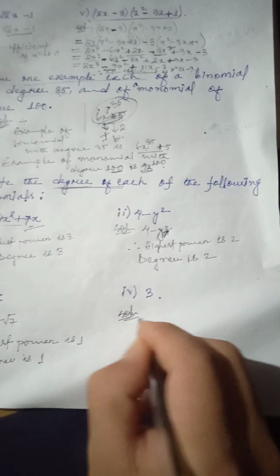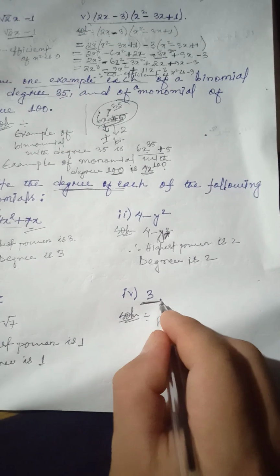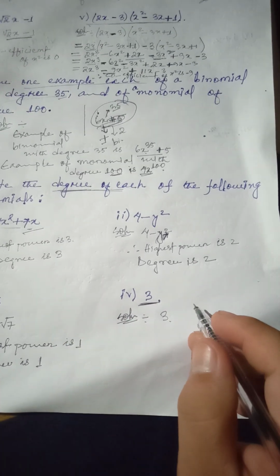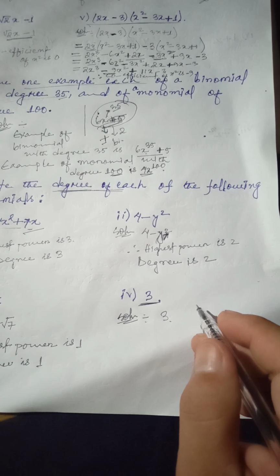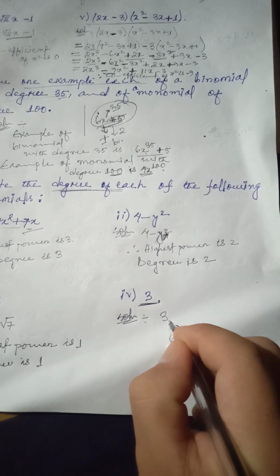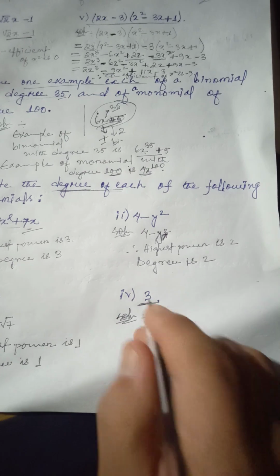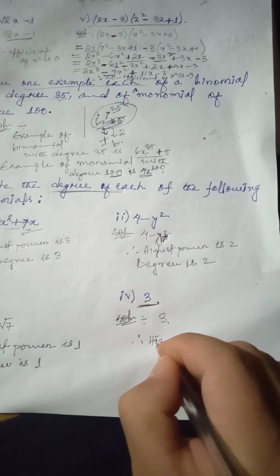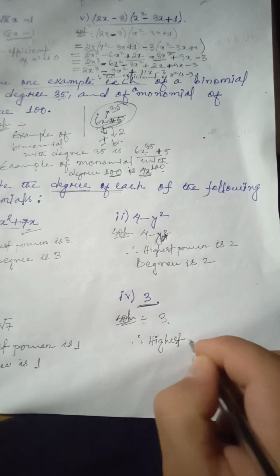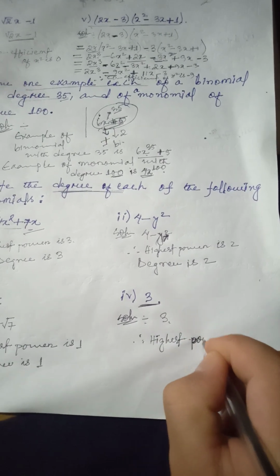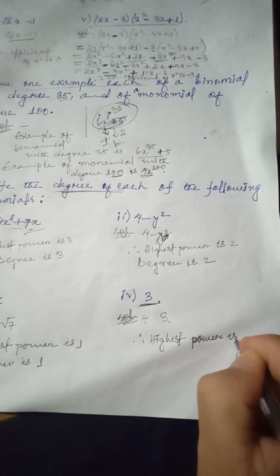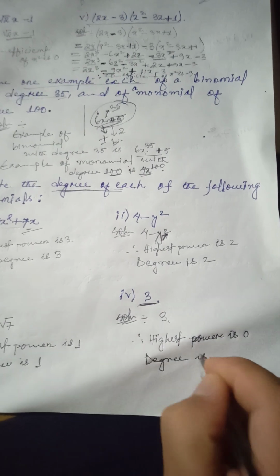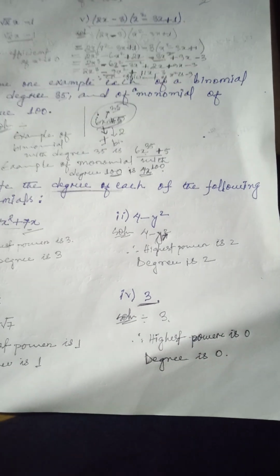And let us proceed to Roman number 4. In Roman number 4 we have only a constant term, that is 3. Now actually, in order to take the degree of a polynomial, we need some variable, but here we have only a constant term. That means there is no variable with some power, so the highest power will be 0 in this case, and the degree is 0. Is it clear to all of you?